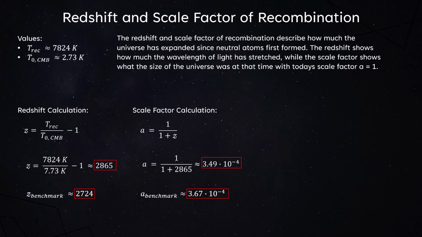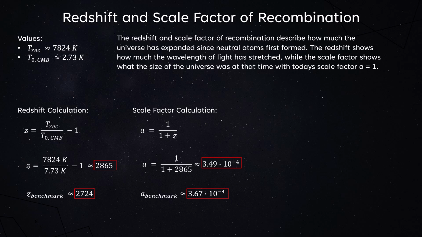So for the redshift and scale factor of recombination, they describe how much the universe has expanded since neutral atoms first formed. The redshift shows how much the wavelength of light has stretched in that time. And while the scale factor shows what the size of the universe was at that time, with today's scale factor at A equals 1. On the top left, we got our values of temperature recombination and today's CMB temperature.